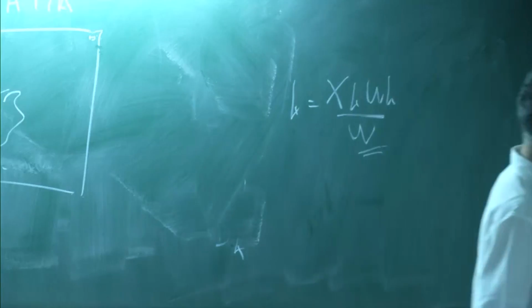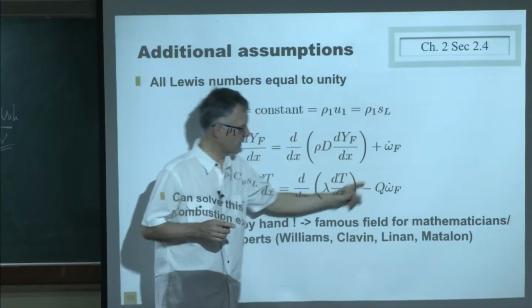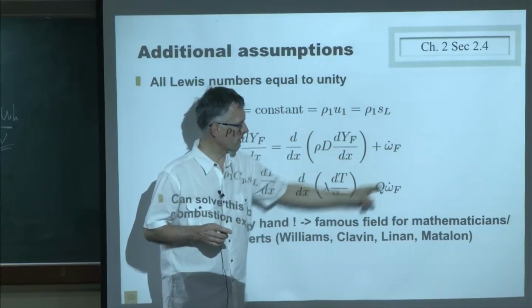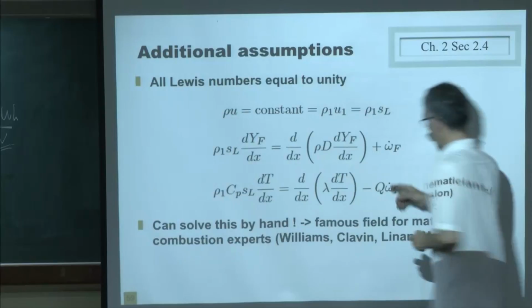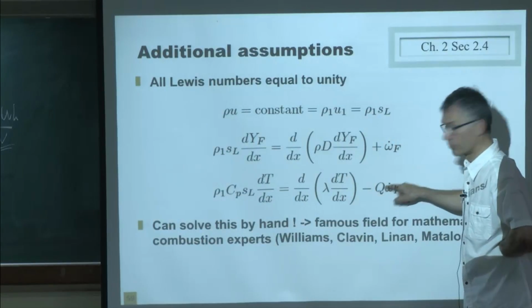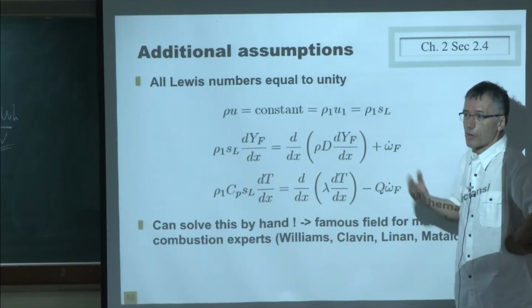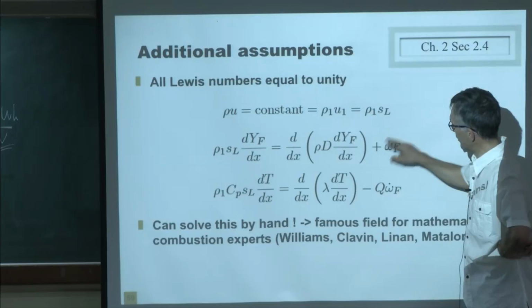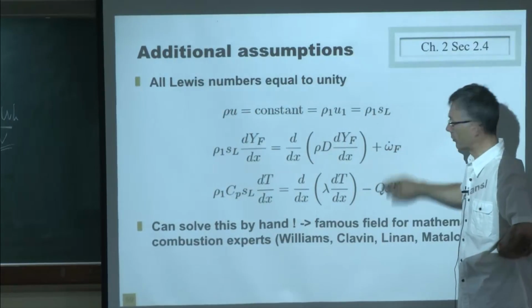Note that here, if there's only one reaction, the heat release here is directly related to this one by this relation. This is the heat of the reaction. So if you burn 1 kilogram of fuel, you create Q joules in the temperature equation, which makes sense if you have a simple equation. And note that this guy is negative, so that this one is positive. Okay? You burn fuel, you create heat.